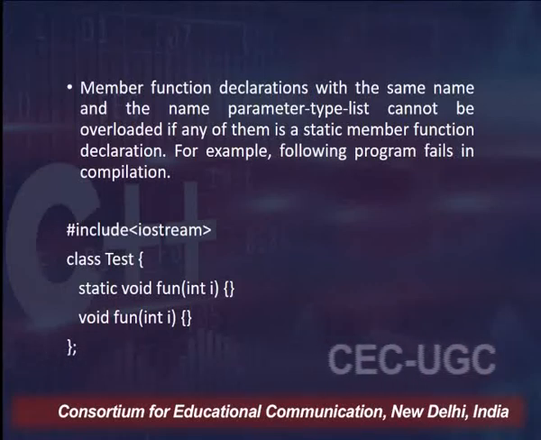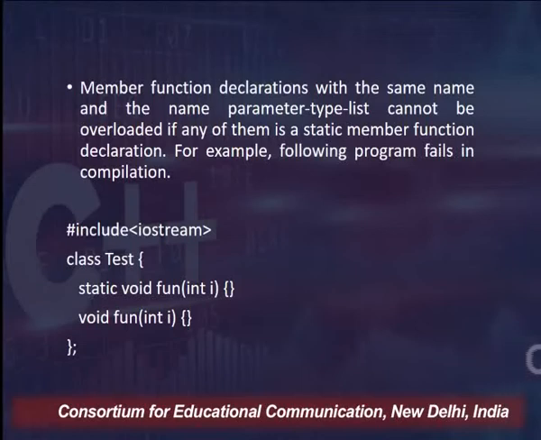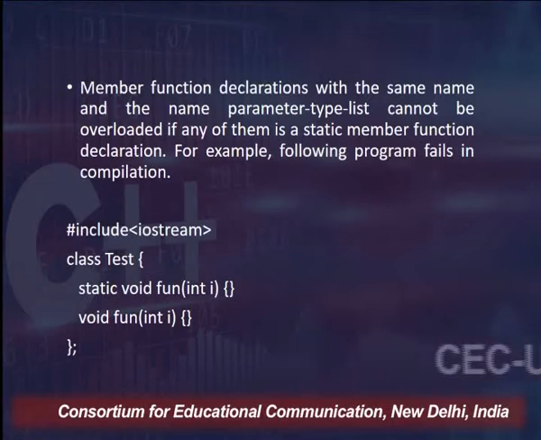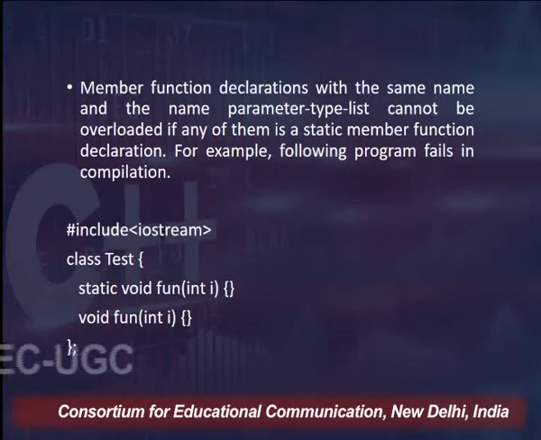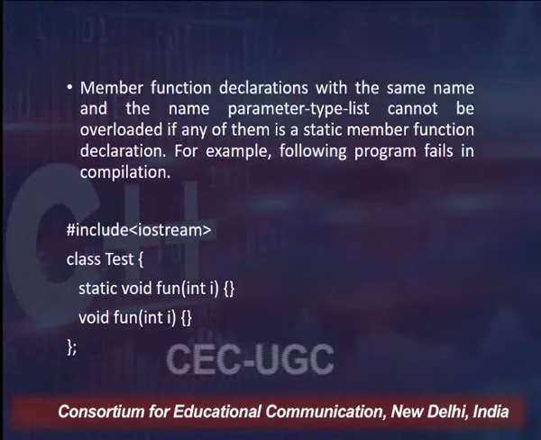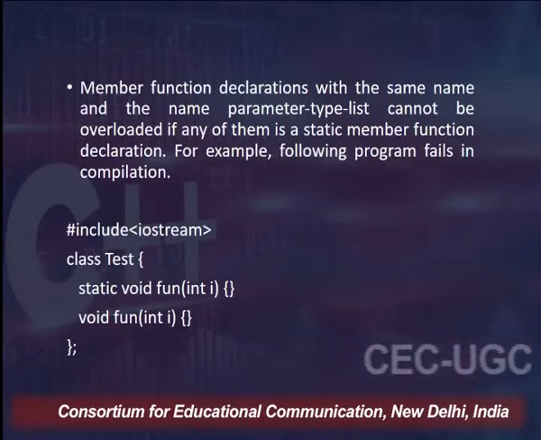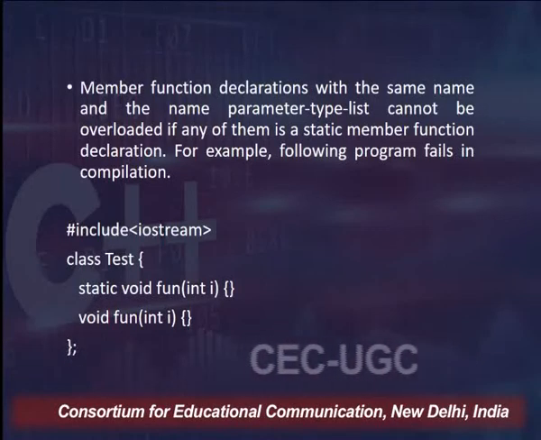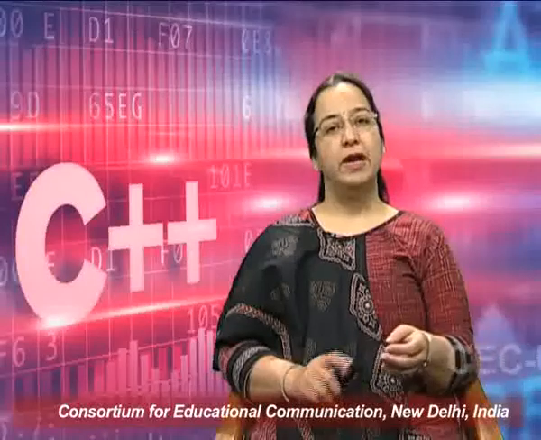But what is the difference between these two functions? One is a member function, as it is written inside the class test, and another one is a static member function, which is not related to any of the objects, and this we have seen in our earlier lectures which dealt with static functions. So one is a static function and another one is a member function with the same name, same parameter list and same return type as well. So this program will also fail to compile. It is not going to compile.